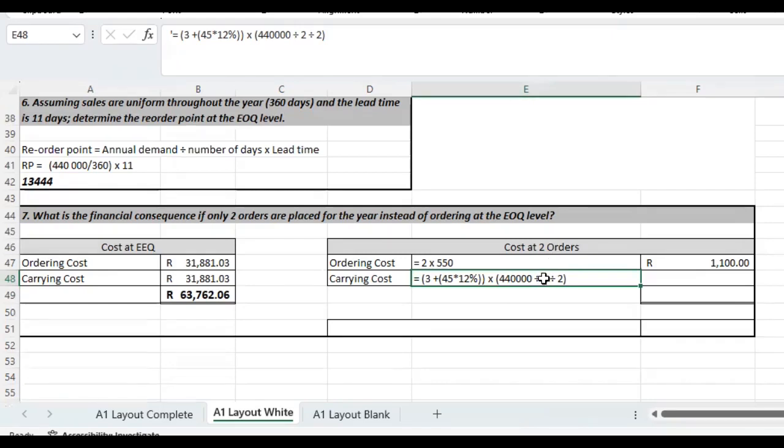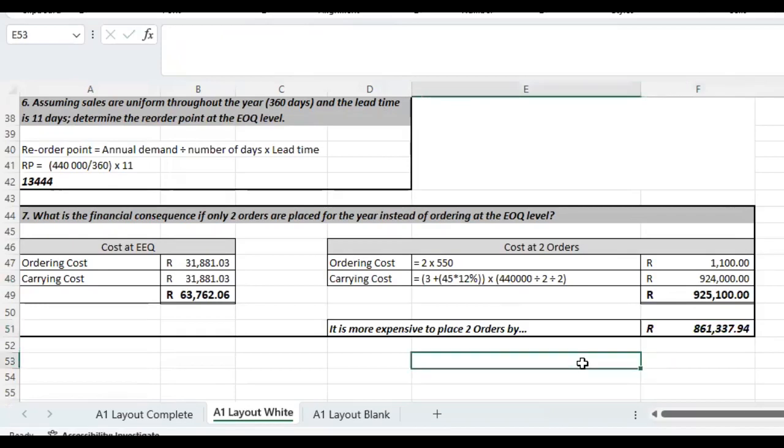So don't confuse here that I've used divided by 2. The first 2 is because we're working with 2 orders. The second 2 is to get to the average. And as you will see, it's almost R1 million just in carrying cost. And so it is way more than at the economic order quantity. So in this case, we can say, listen, it is more expensive to place, say it's 6 orders here. Remember, it should be 2 orders. Sorry, guys. It is much more expensive to place 2 orders by, and there's your amount, 861,337.94. Okay, way more expensive.